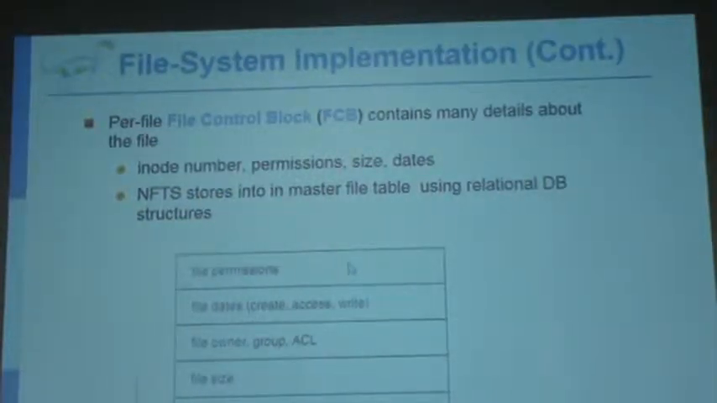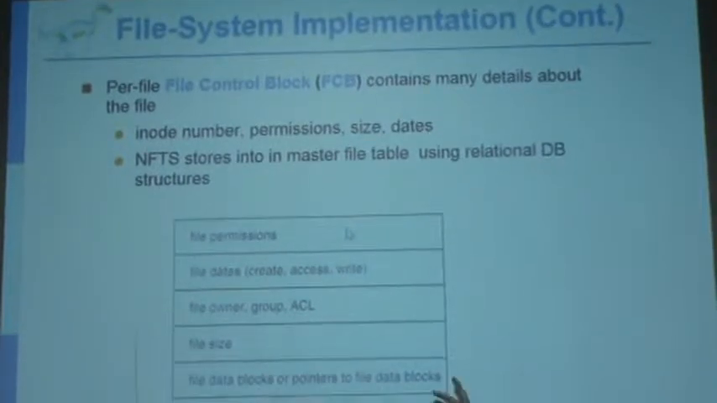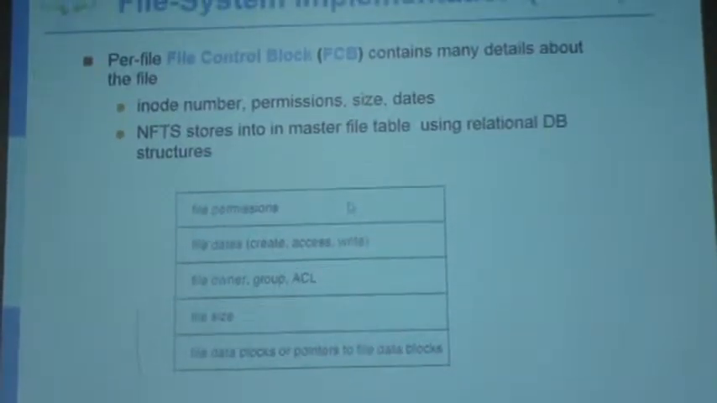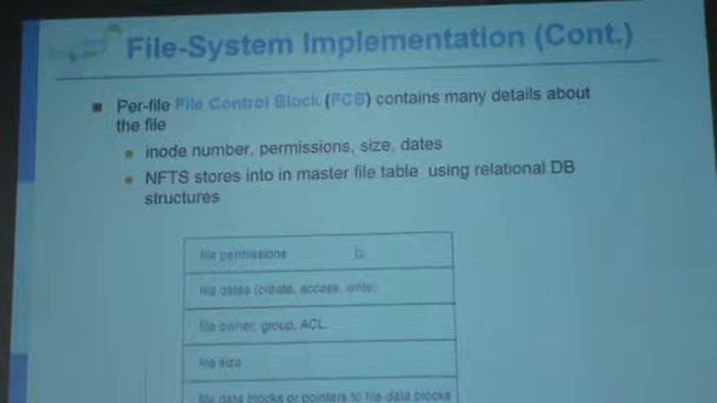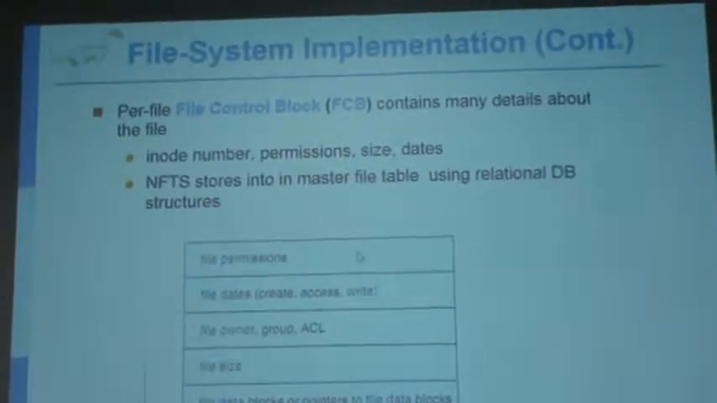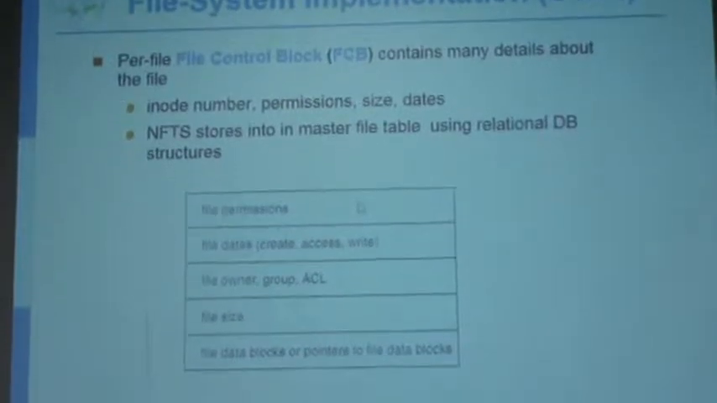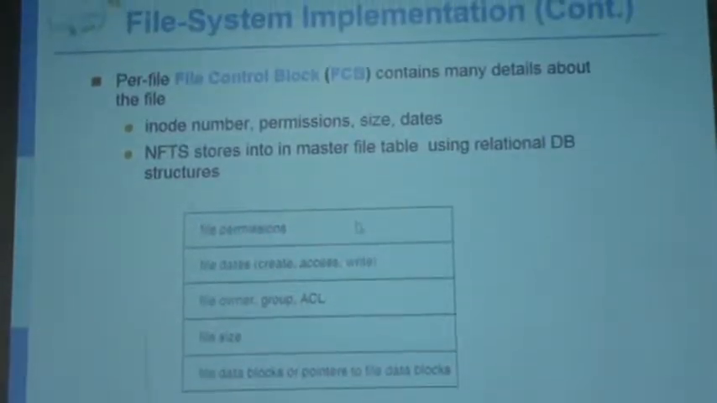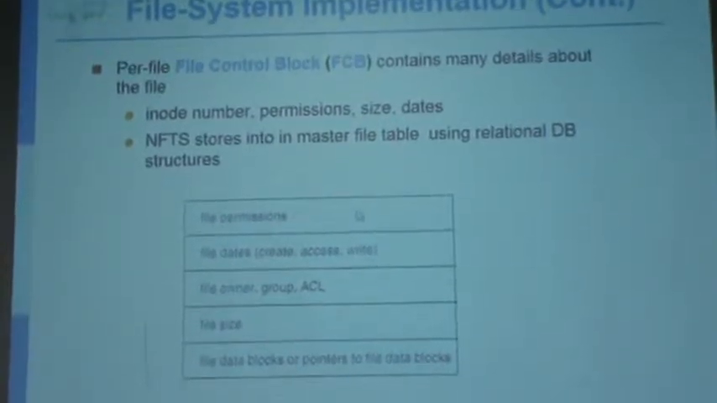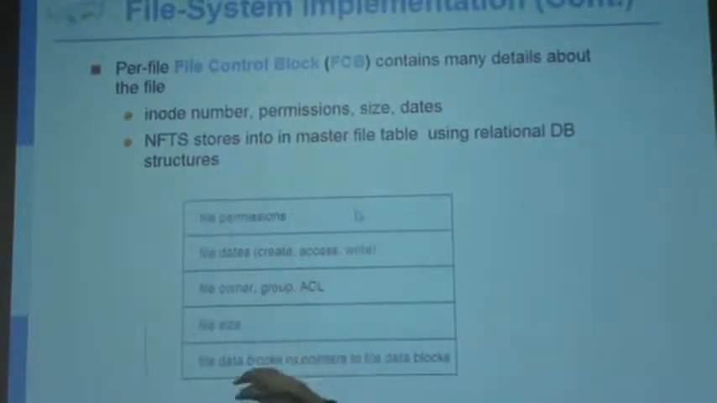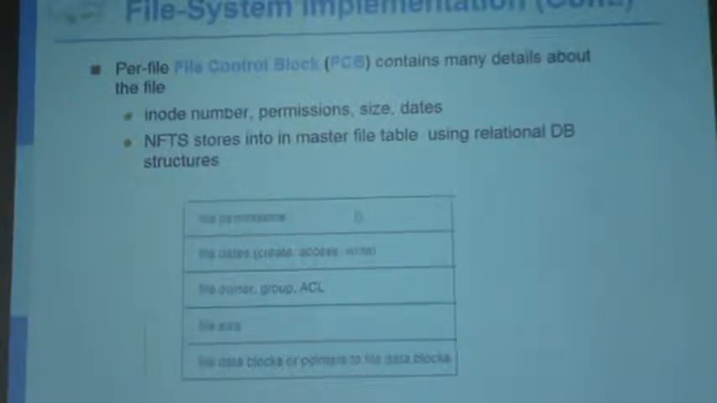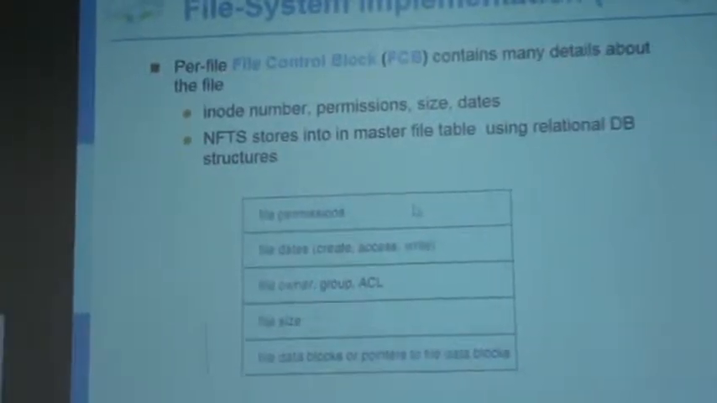So for each file we are going to manage the file control block. What kind of information can we keep in the file control block? Like the file permission that we have discussed here, and the date of the file creation, the last access or last updated information, owner or group access control, and the file size and the data block pointer, so where this file is located and so on.